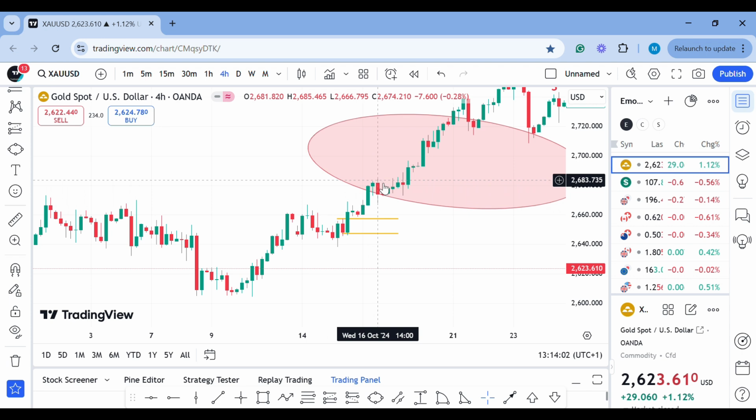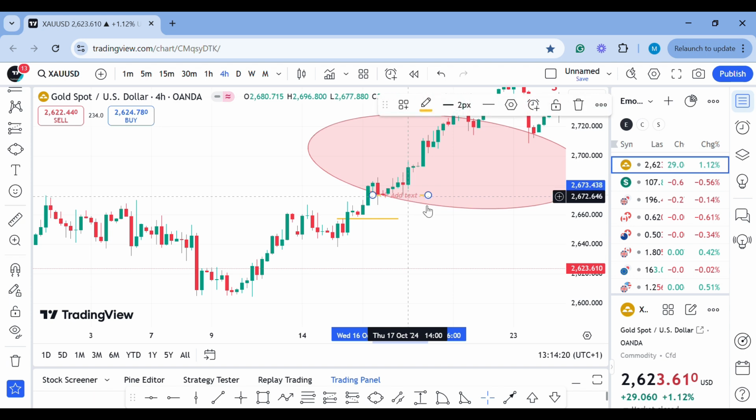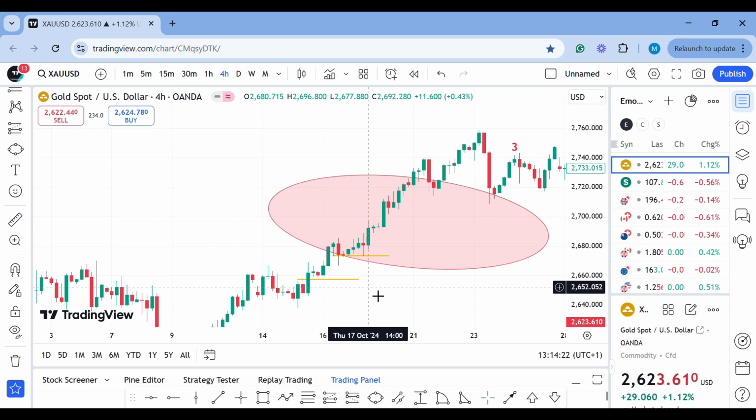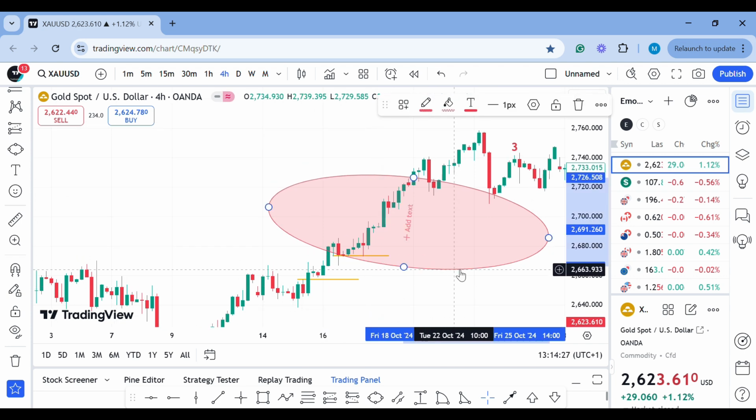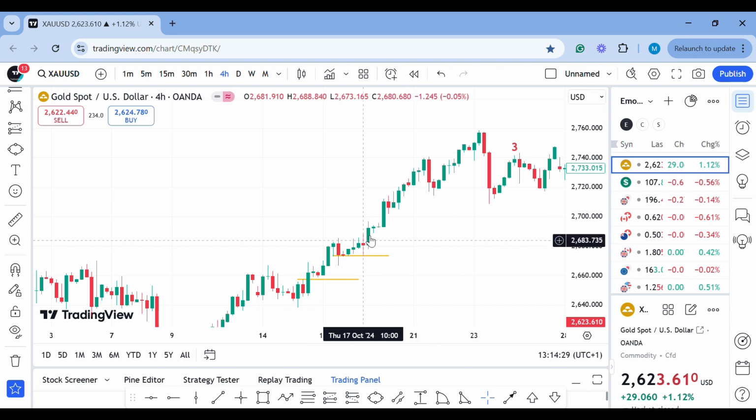Impulsive moves, then this one, correctional moves, and then it pushes and almost broke this one. It came to respect it and then gave us a wick down that came to respect this zone. So this is a continuation pattern. You see, the market came back to respect this zone. Let me delete this. It gave us a wick that came to respect this zone and then started tanking to the upside.